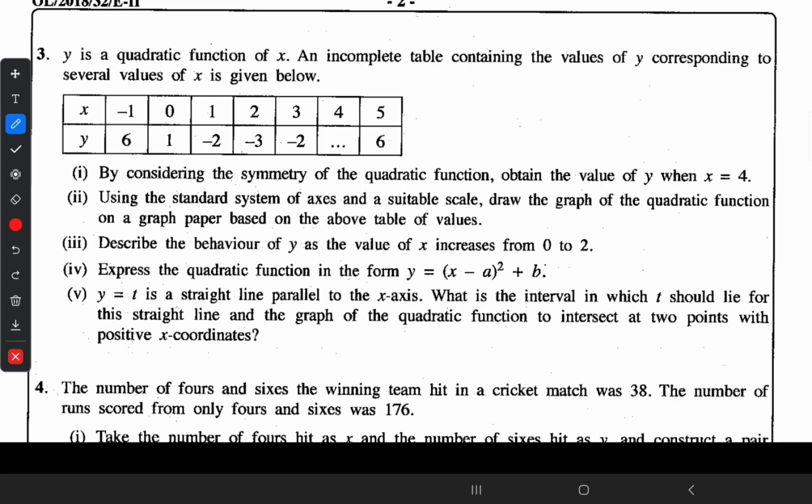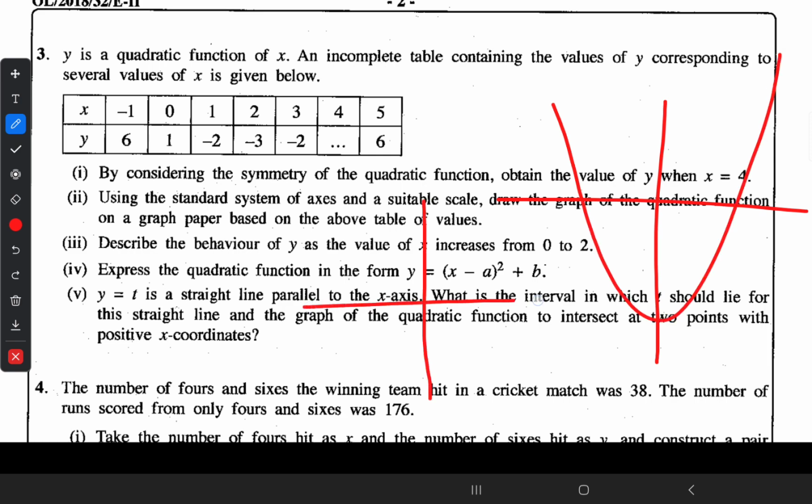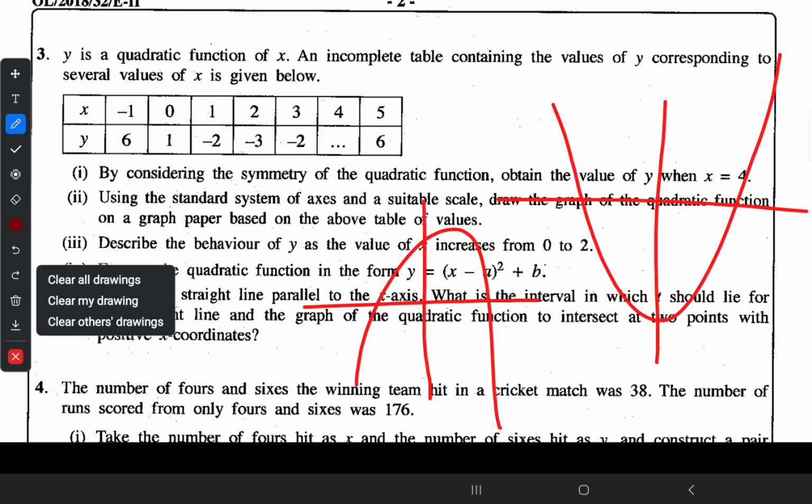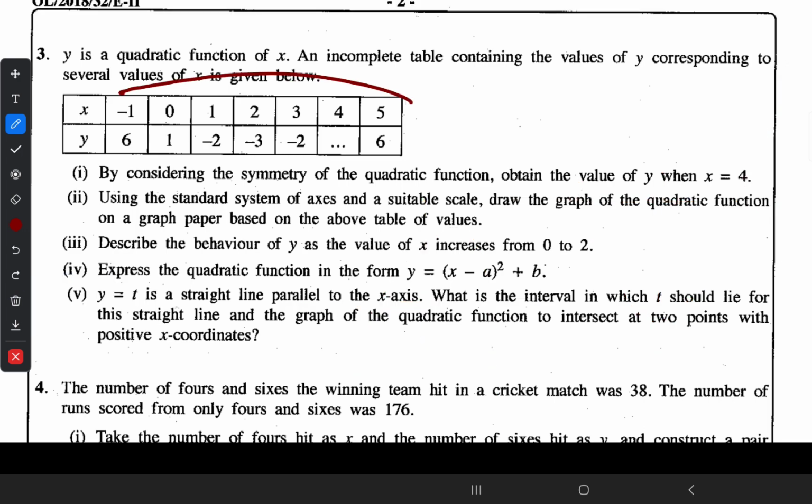For this, we know what the parabolic shape would be. Sometimes it would be a negative parabola, sometimes a positive parabola, but here you can see there is a symmetrical alignment of these coordinates. You should identify that, the symmetrical alignment of points. That means the alignment exists not in x but in the y values. So accordingly we can find the corresponding coordinate. When x is -1, y is 6.